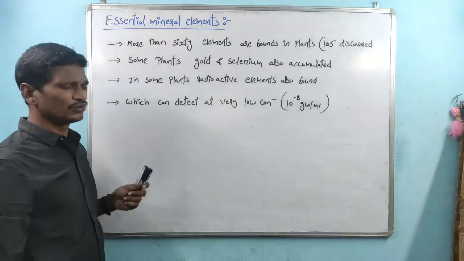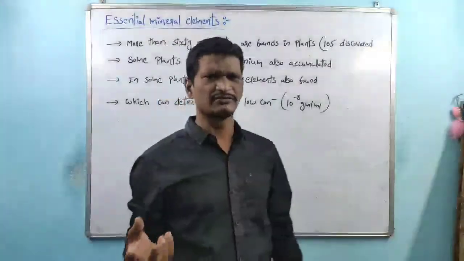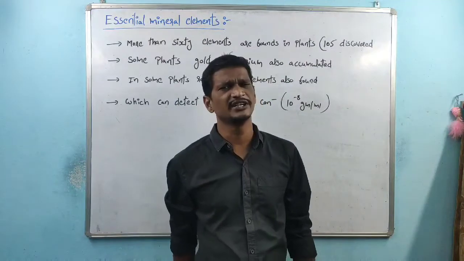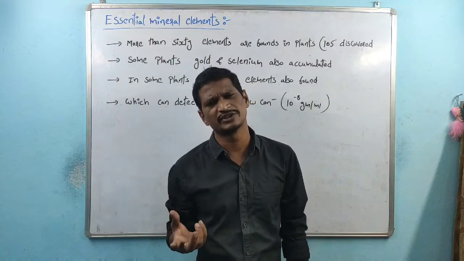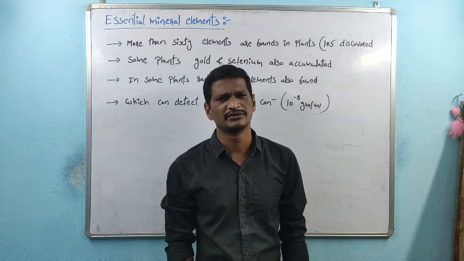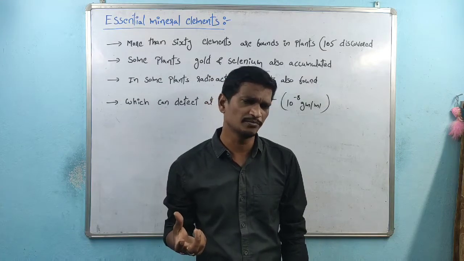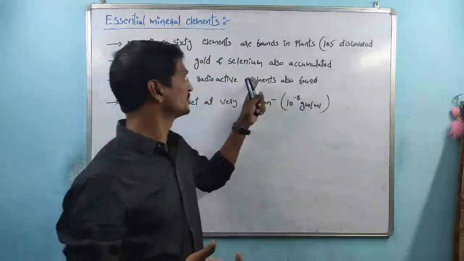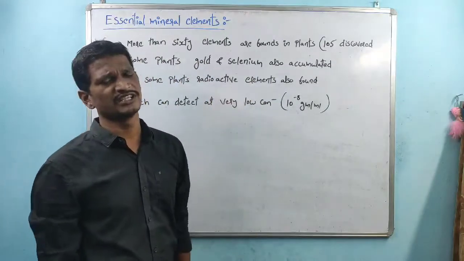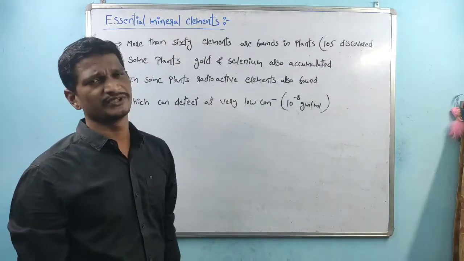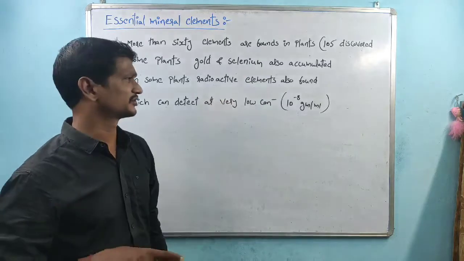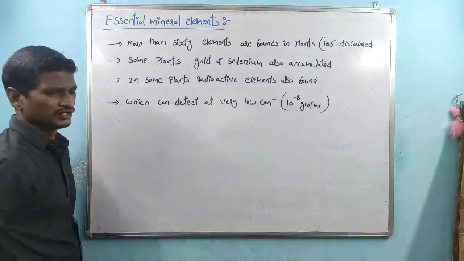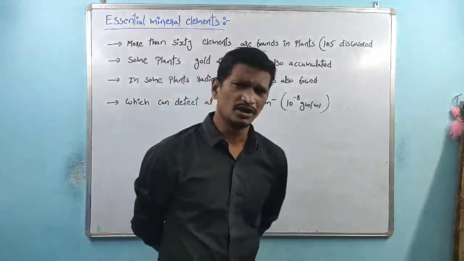In some plants, gold, we know gold is a very, very valuable element, right? See, gold is also present within some plant species. Not only gold, selenium also accumulates within specific plant species, right? And in some plants, radioactive elements are also found.